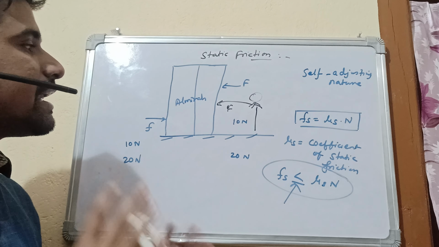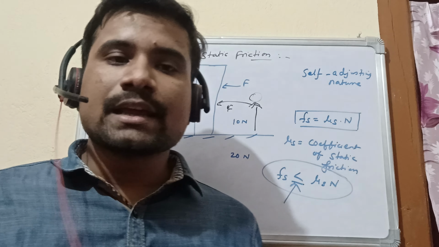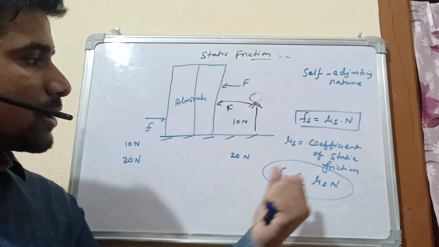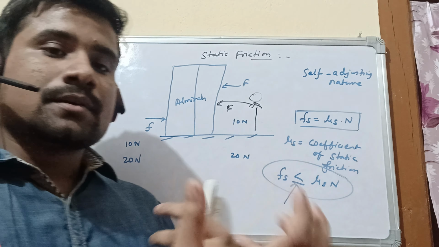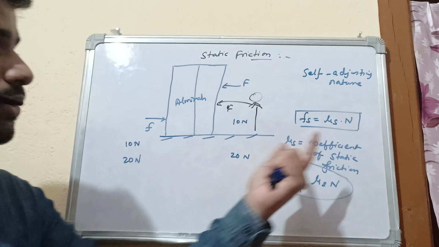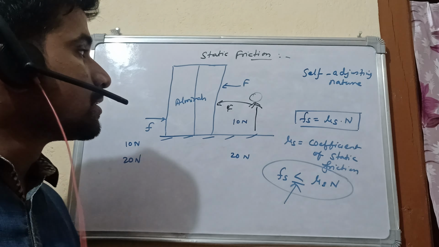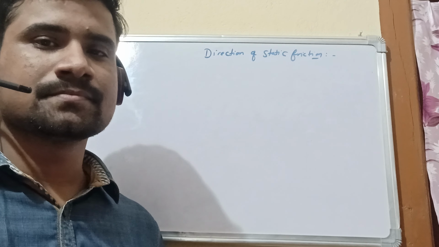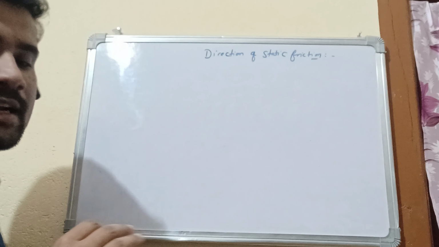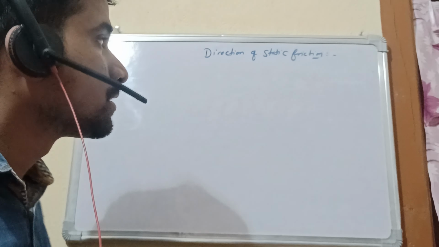And like kinetic friction, it is independent of the area. It is dependent only on the nature of the surfaces, and obviously the normal reaction, which is again dependent on that. So the next topic for us is the direction of static friction.